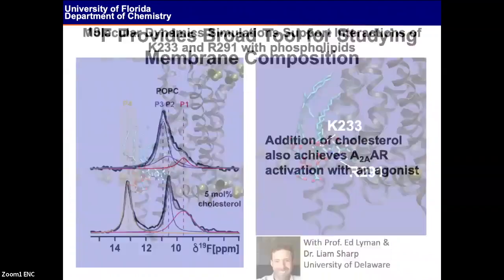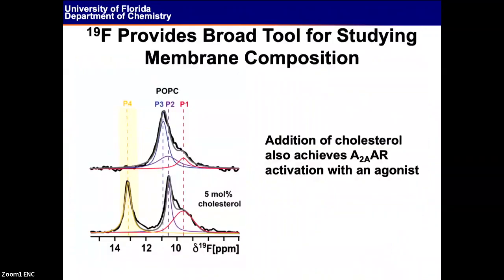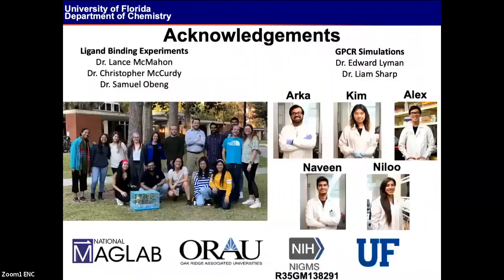I'll also point out that fluorine NMR is a very simple method, but a very broad tool for studying effects of membrane composition. This is work also done by Arka, presented at this meeting, looking at the impacts of cholesterol and how the presence of other lipids also modulates the response of the receptor to cholesterol.